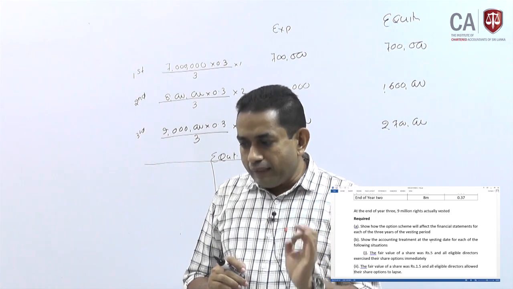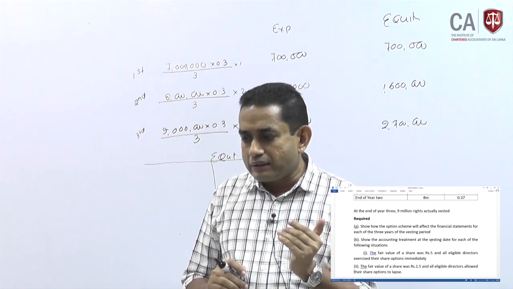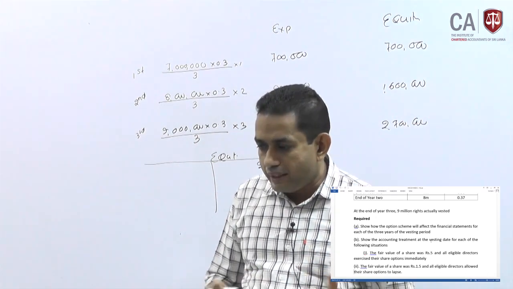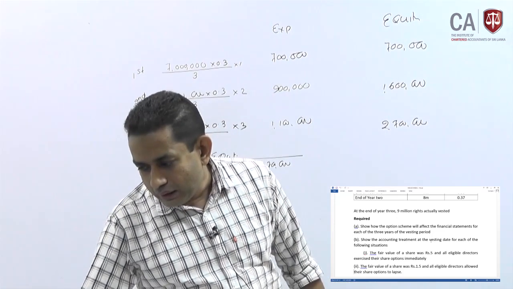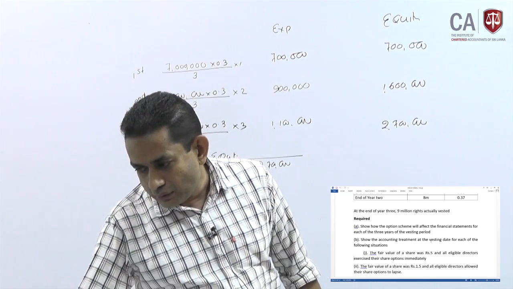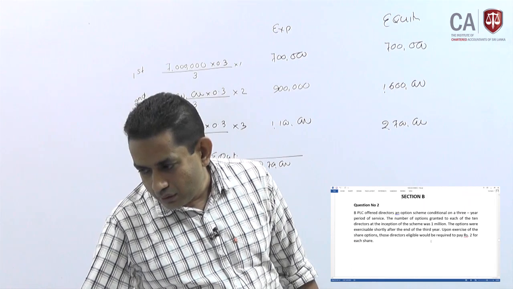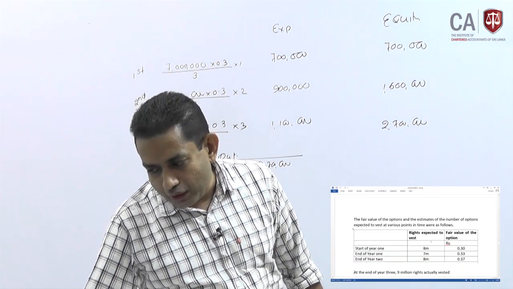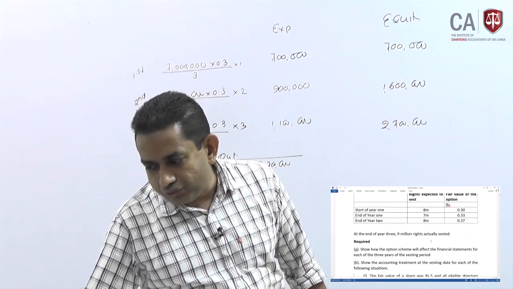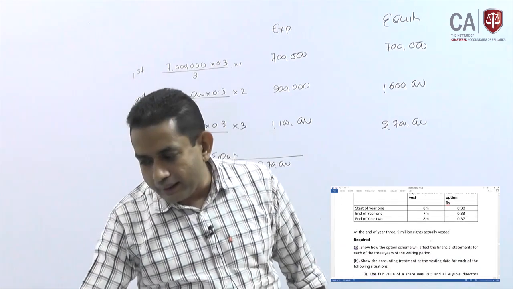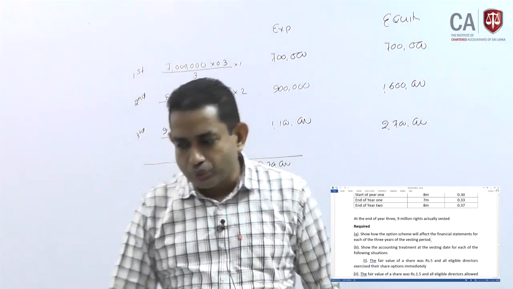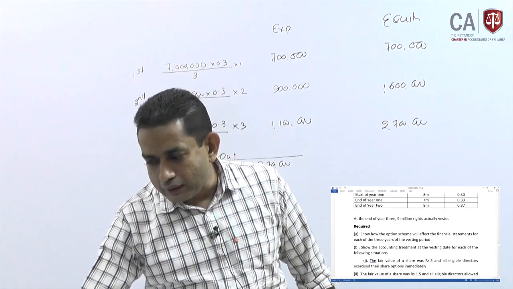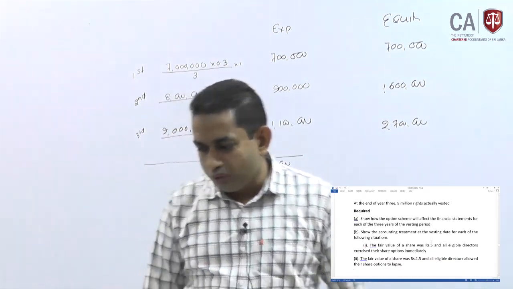Now, the value of a share is 5, but directors are supposed to pay only how much? Directors are supposed to pay just 2 rupee for a share, 2 rupee for a share at the point of the exercise. If all the directors exercise their rights to buy shares, let us see how the accounting should be.